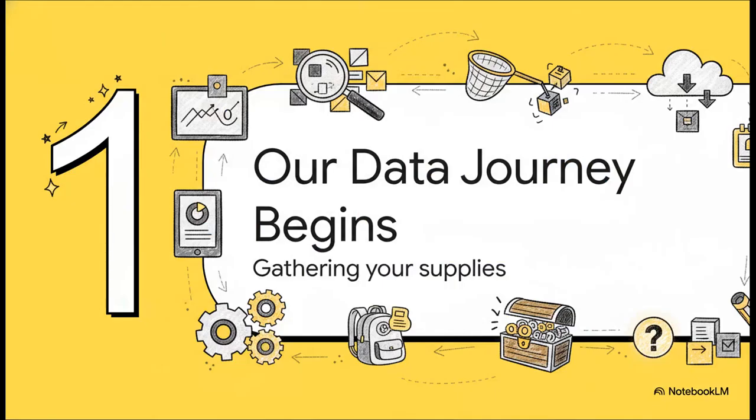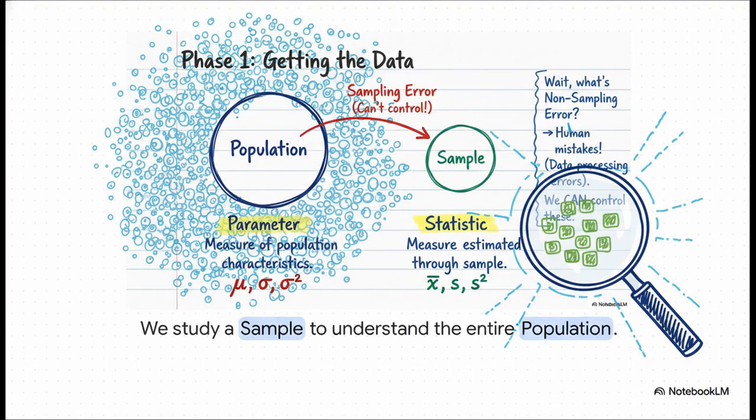So our journey kicks off with phase 1. And, like any great adventure, it all starts with gathering your supplies. For us, those supplies are data. And I can't stress this enough. This first step is absolutely critical because the quality of what we collect right now determines the success of the entire journey. Okay, so in a perfect world, we would study everyone we're interested in, the entire population.